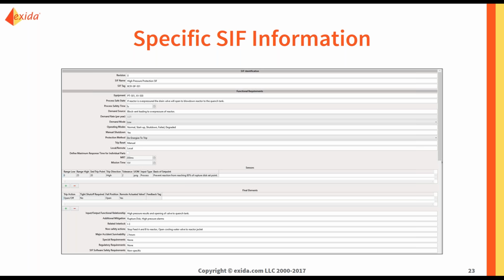So we list the process safe state, process safety time, the demand source. You'll notice here that the demand rate is grayed out. That's because it is calculated in the LOPA phase. The demand mode is low.